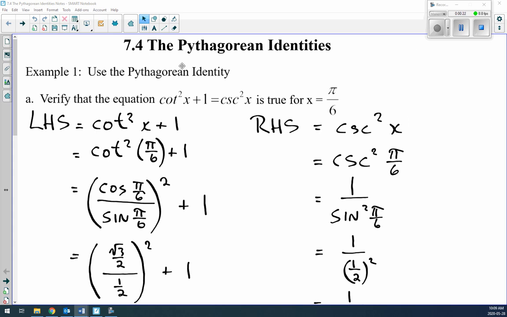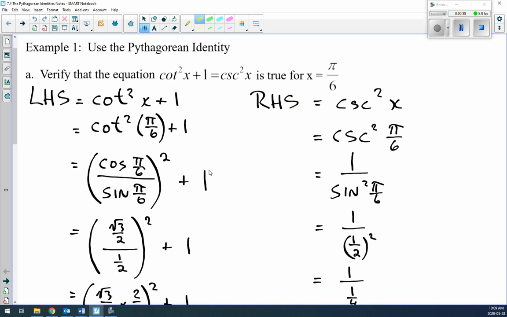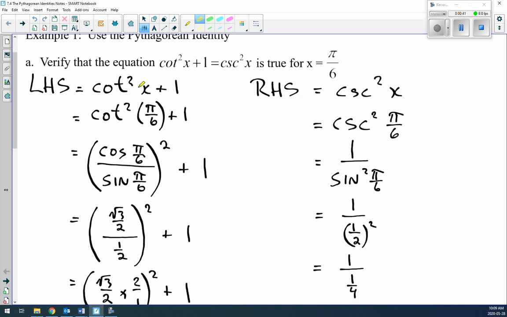Okay, so the first thing we want to do is verify that the equation cotangent squared x plus 1 equals cosecant squared x is true for pi over 6. So basically what we want to do is left side and right side. We want to plug in pi over 6. And pi over 6 is in radians, right? So we set this up. Left side, cotangent squared x plus 1. Right-hand side, cosecant squared x. And let's plug in the numbers. So we're plugging in pi over 6, pi over 6.